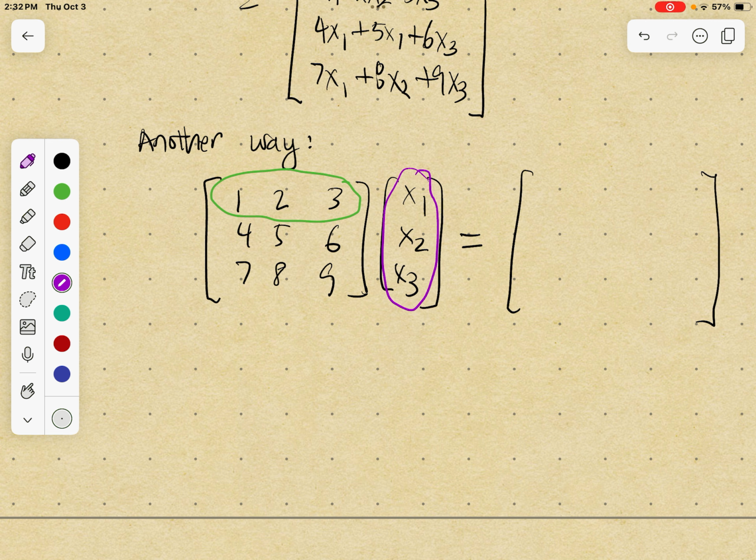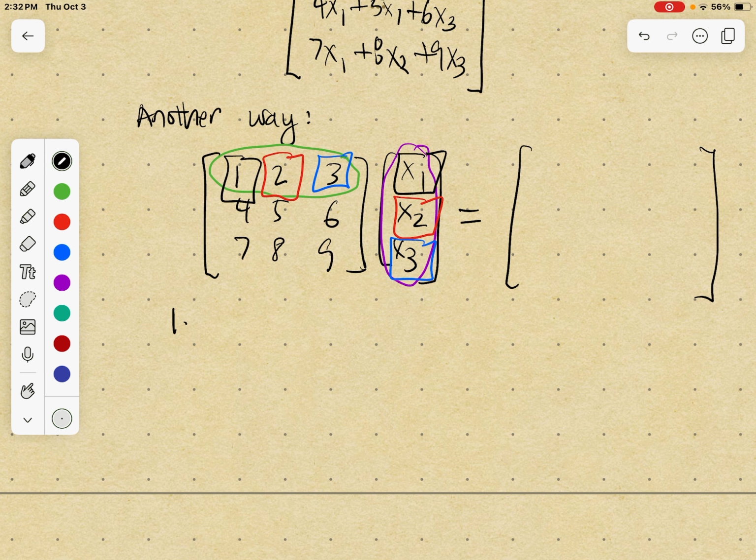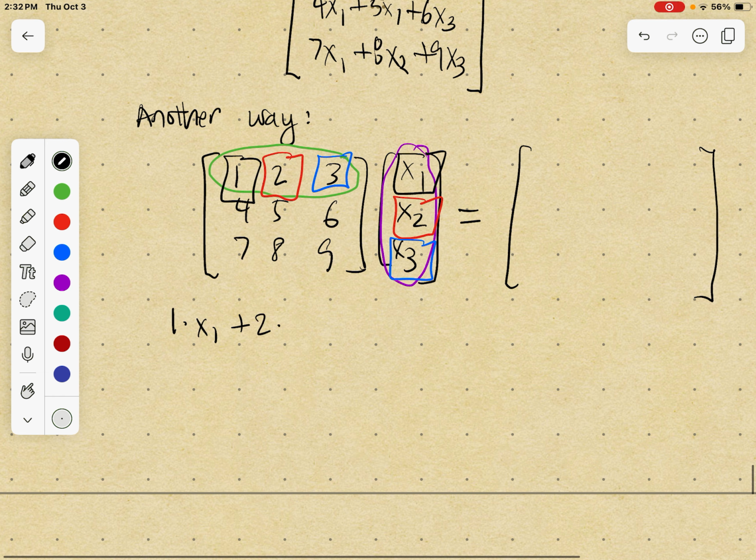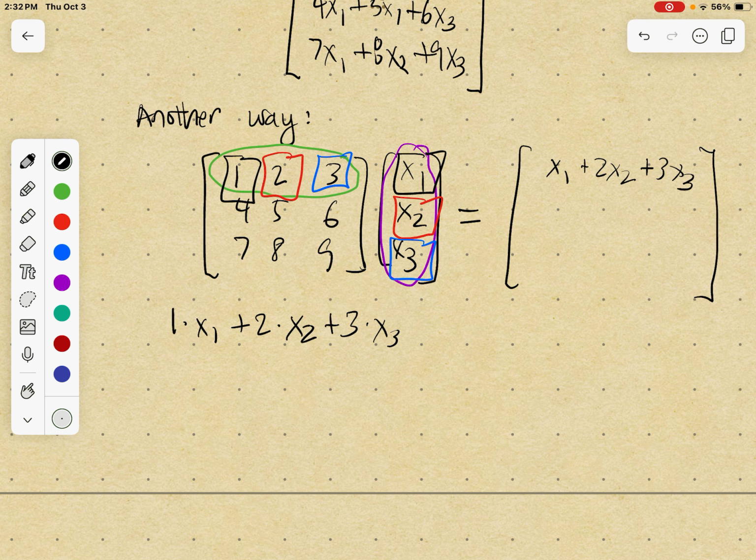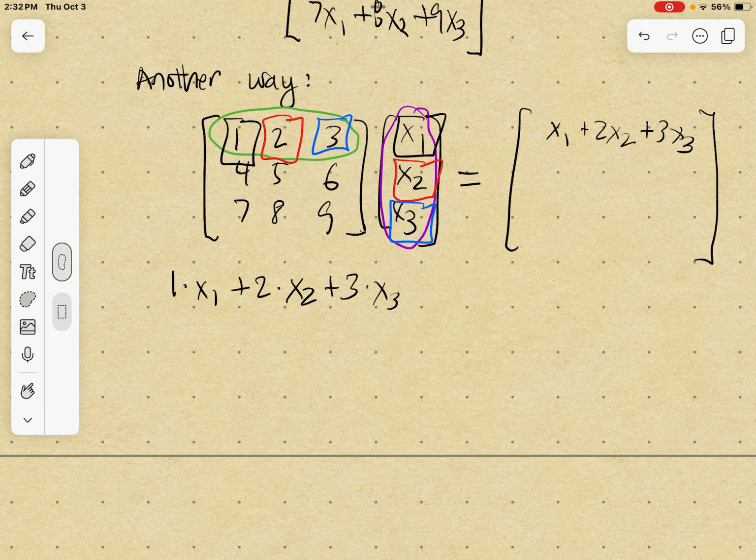So what that means is you multiply the first number with the first number here, and you multiply the second number with the second number here, and then you multiply the third number by the third number here, and then you add them together. So you're going to get 1 times x1 plus 2 times x2 plus 3 times x3. That gives you x1 plus 2x2 plus 3x3. So that's the first number of the resulting vector.